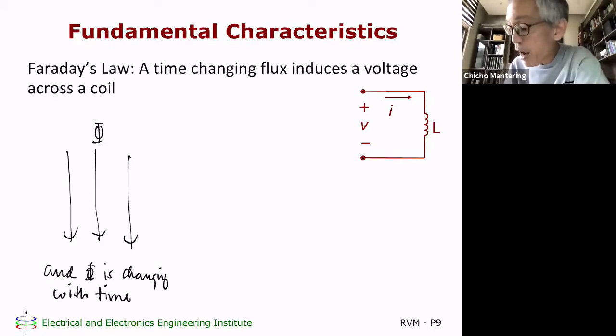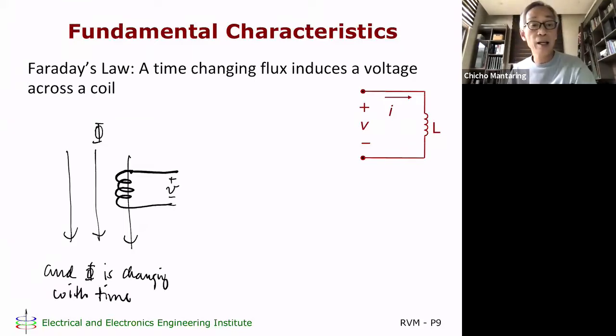If I put a coil here, I'm going to get a voltage here, V. I'm going to get a voltage across the coil, only if phi is changing with time. A time-changing flux induces a voltage across the coil. So this is created somehow by some other circuit. It has nothing to do with this coil. It's created by another circuit. I put a coil in the vicinity of this flux. If this flux is changing with time, I'm going to induce a voltage V.